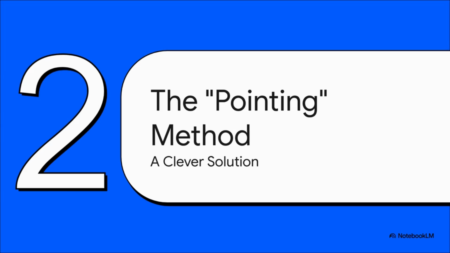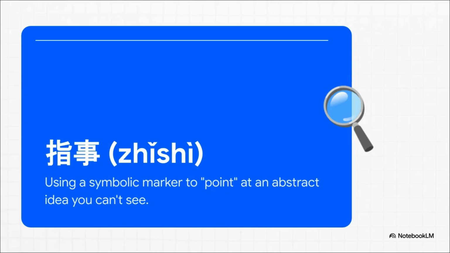And the solution they came up with? It was genius. They realized, hey, instead of trying to draw the idea itself, what if we just point to it? They basically invented a kind of visual signpost to guide your mind straight to the concept. This method has a name, of course. It's called jishi, which pretty much means to point at a matter. It's a design principle where you use simple symbols to indicate an abstract idea. So think of it less like a photograph and more like a really elegant, simple diagram.